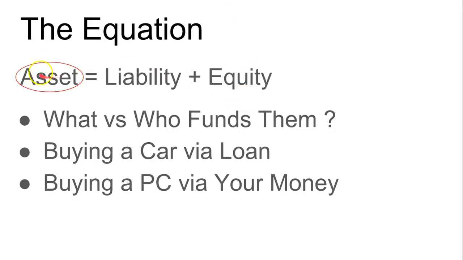Quick note over here, the equation must always balance. So if assets increase, one of these also has to increase, while if assets decrease, one of these also has to decrease. Okay, with that, we shall conclude our little discussion on assets.